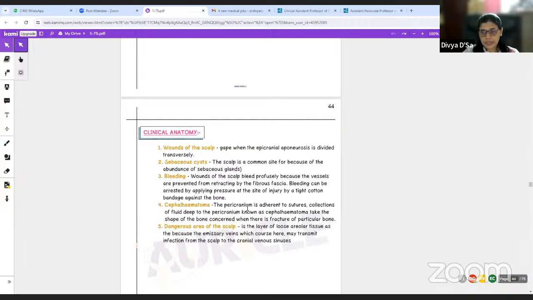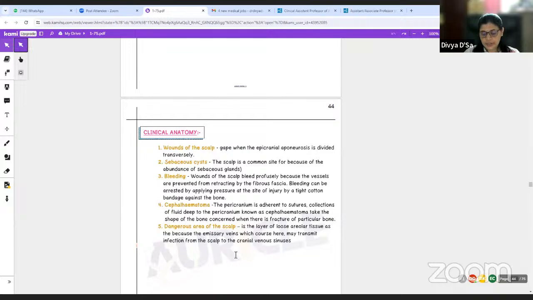Cephalhematoma. The pericranium, as I said earlier, is attached to each of the bones along the suture lines, and it becomes continuous with the endosteum. So a collection of fluid deep to this pericranium is called cephalhematoma, and it takes the shape of the bone. If it is confined to the parietal region, it will take the entire shape of the parietal bone and appear like a parietal swelling. That is known as cephalhematoma.